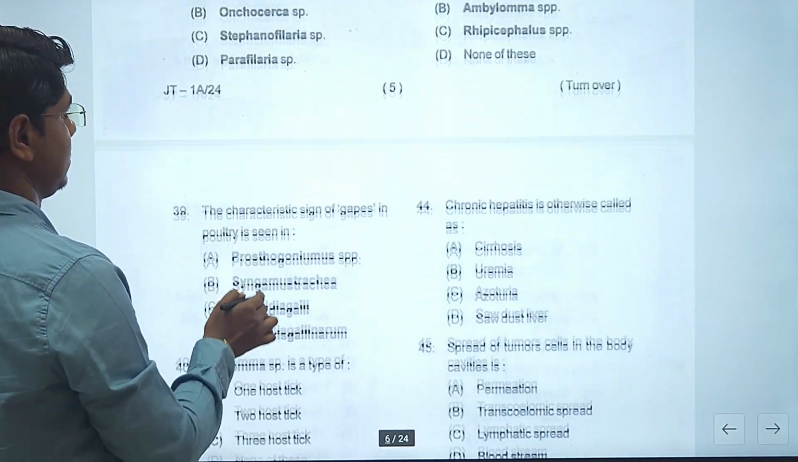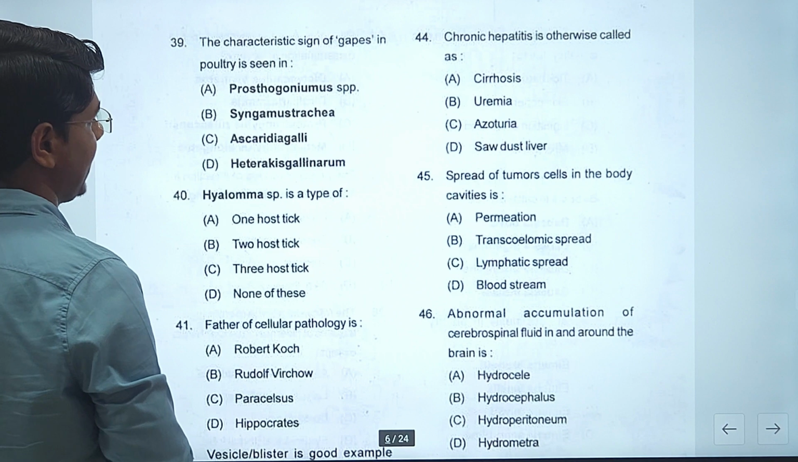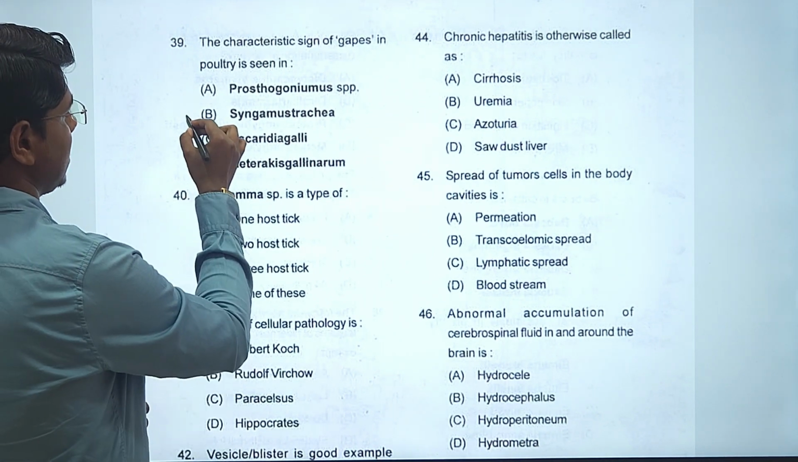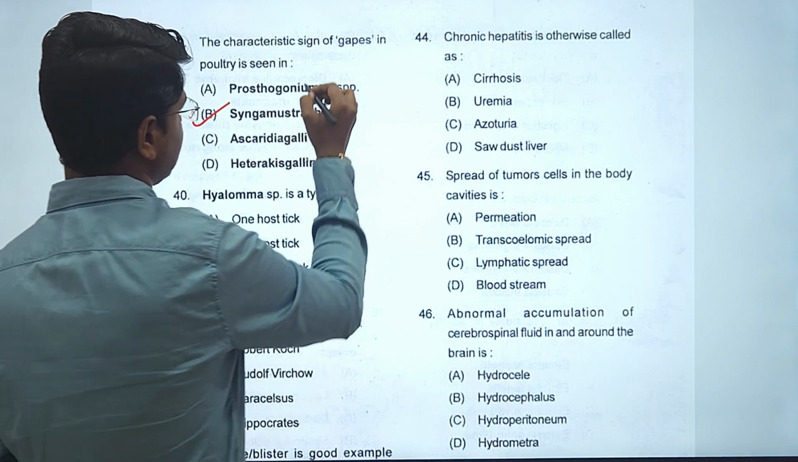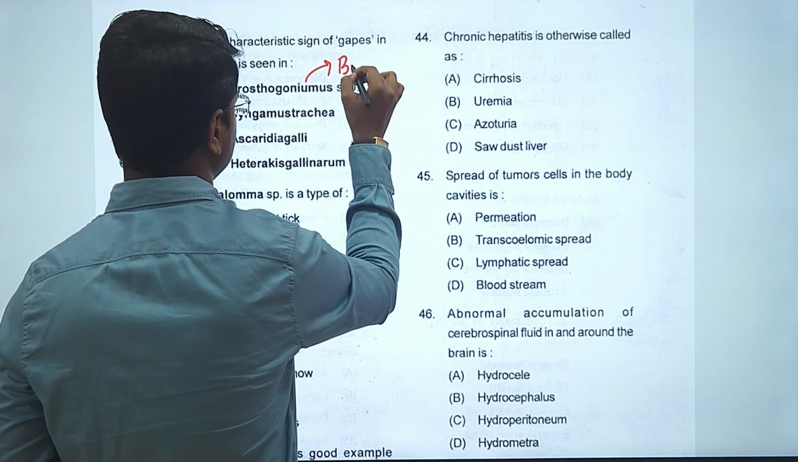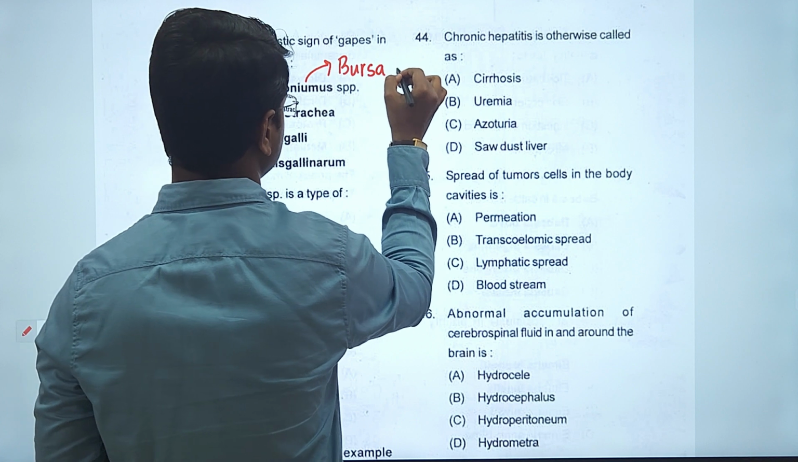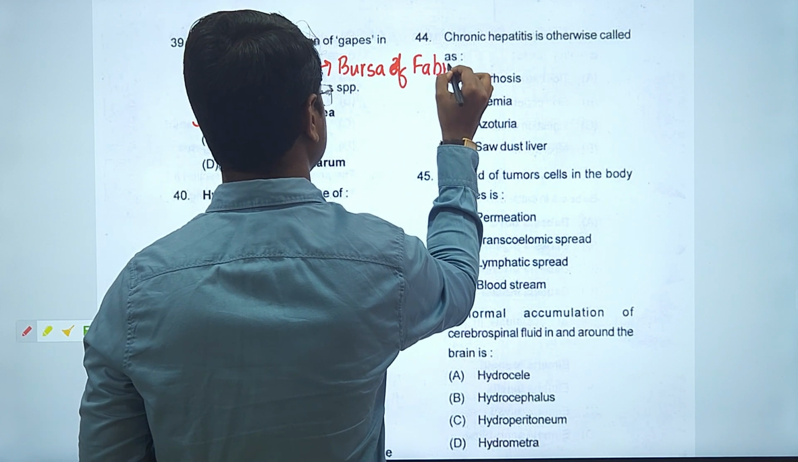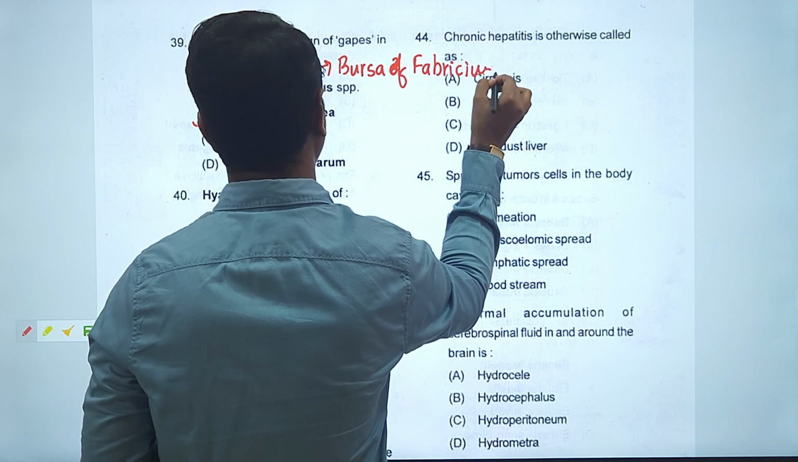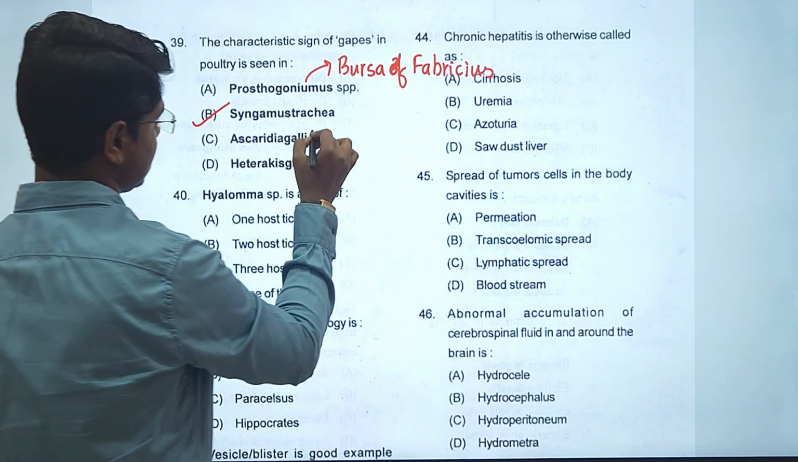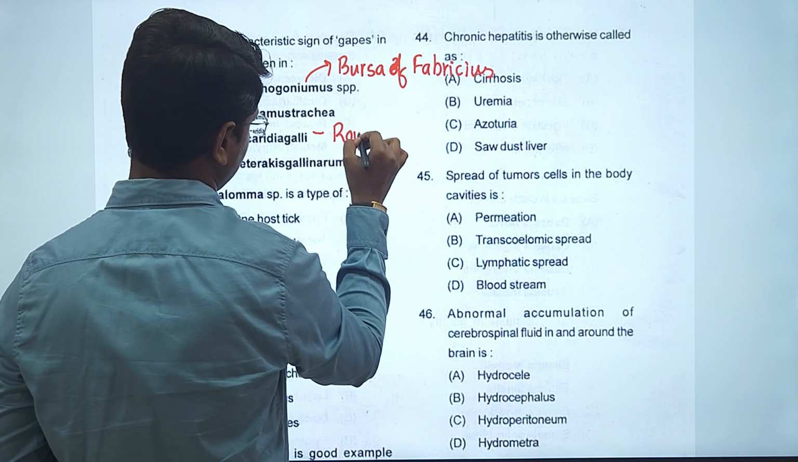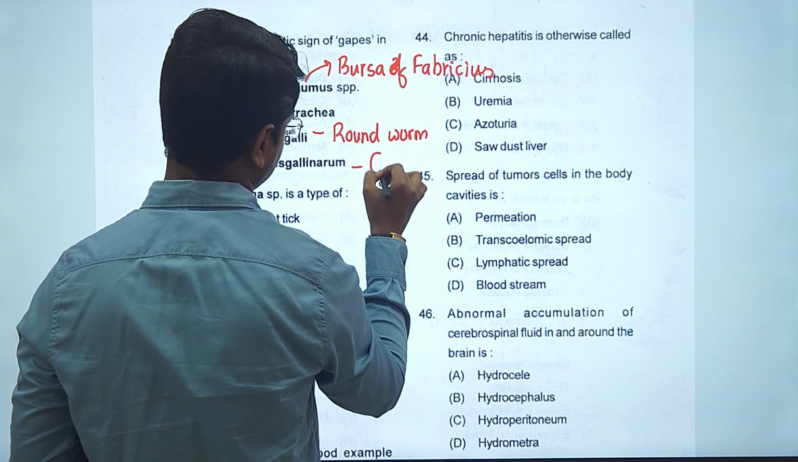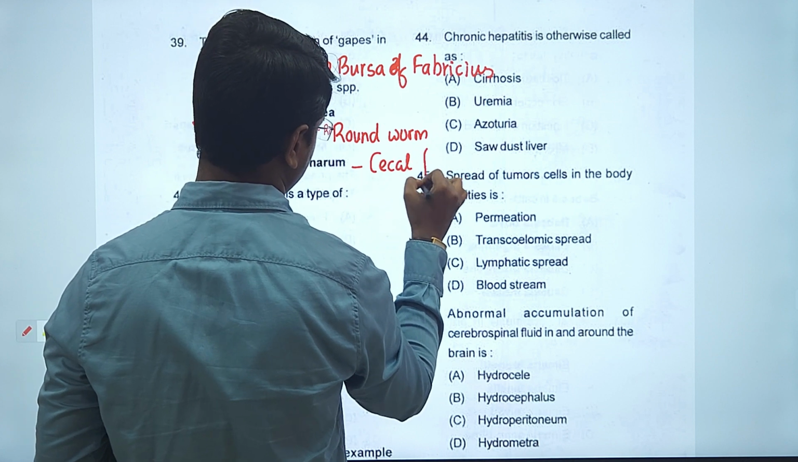Next question. The characteristic sign of gapes in poultry. Previous year also this question came, I think. Syngamus trachea. Okay. Prosthogonimus lies in the bursa of Fabricius of the bird. The bursa of Fabricius is a lymphoid tissue. Ascaridia galli, you know that this is a roundworm of poultry. Tetrameres gallinarum is the sickle foulworm.